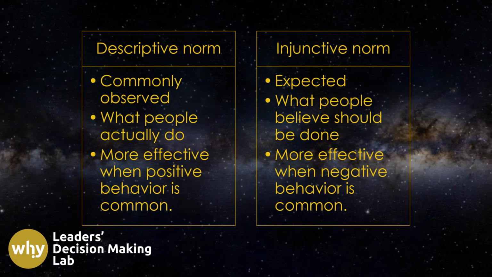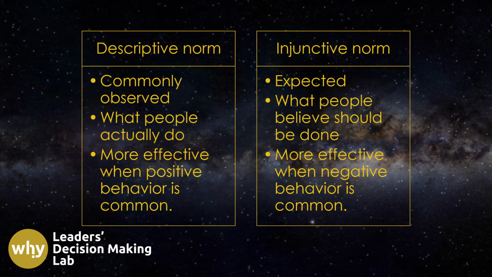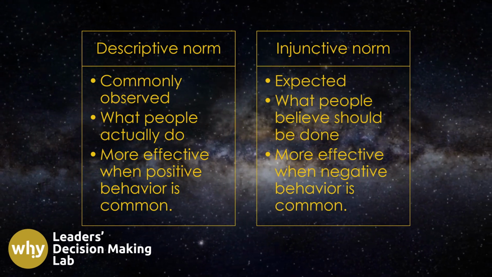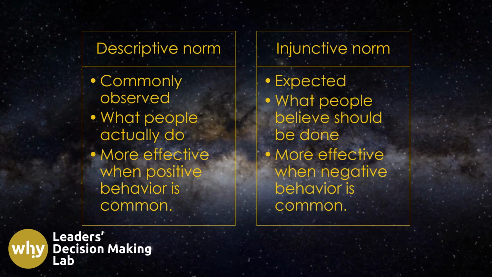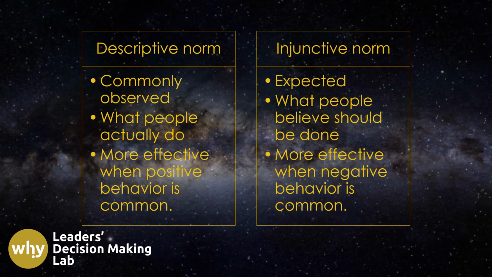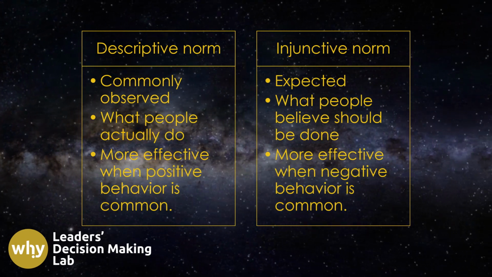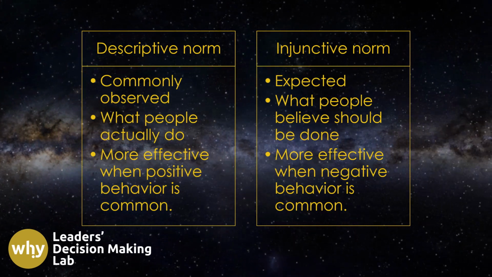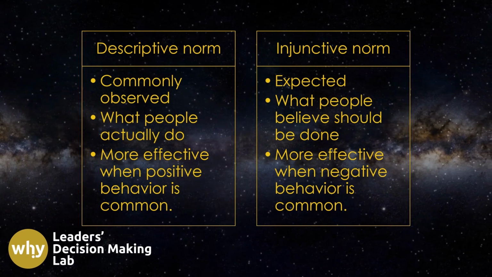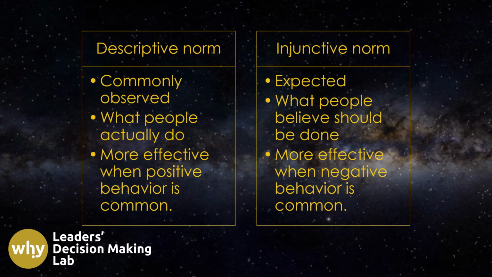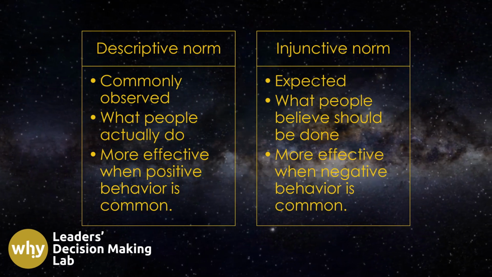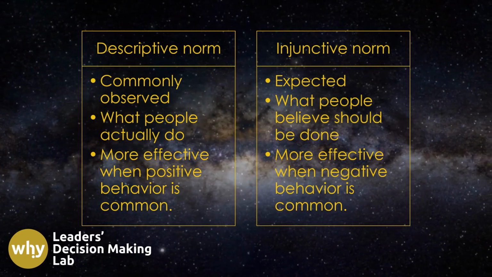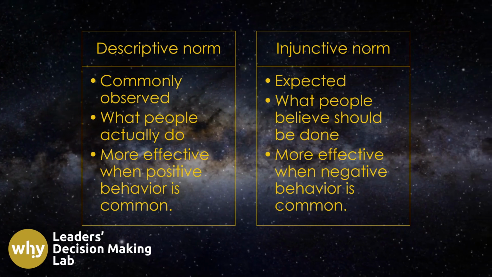Norm backlash effects can also occur when there is a mismatch between descriptive norms and injunctive norms. For example, a team leader wants to create an innovative culture and encourages team members to think outside of the box and take calculated risks. That is an injunctive norm. However, if team members observe that mistakes or failures are met with heavy criticism or negative consequences, they will resist embracing the norm of innovation.